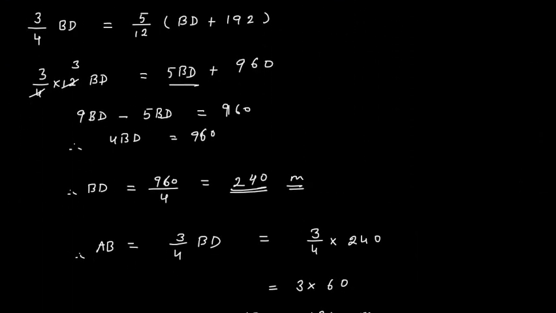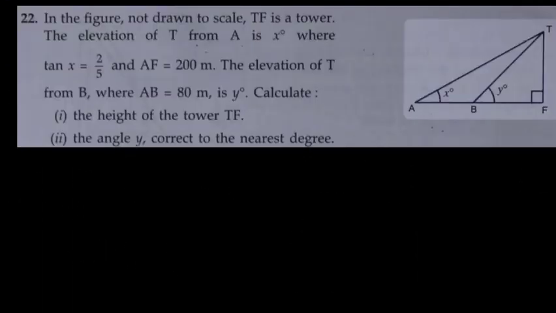So this is question number 22. In the figure, not drawn to scale, we can see this diagram. TF is the tower. The elevation of T from A is x degrees, where tan x is 2 divided by 5. Okay, so tan x is given.